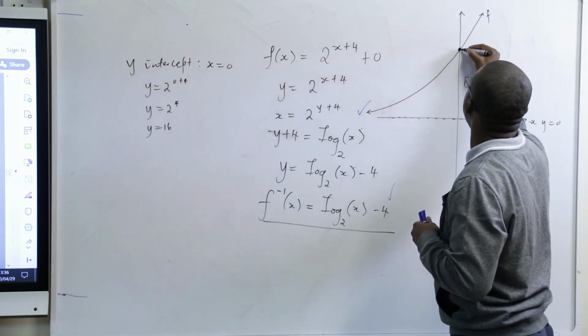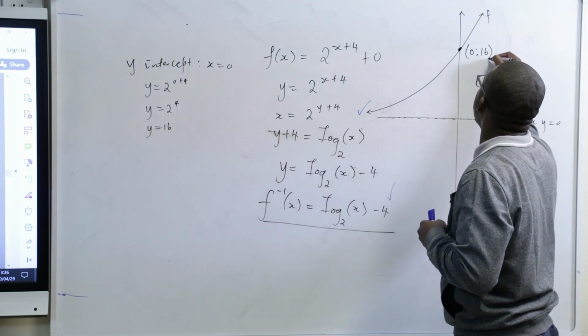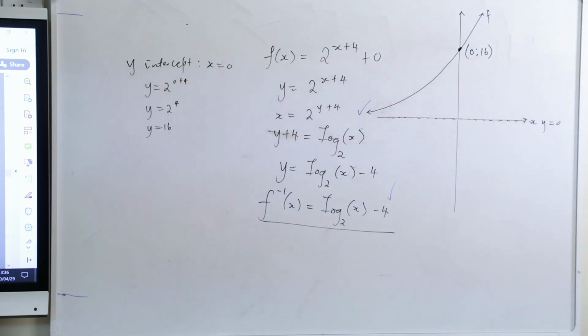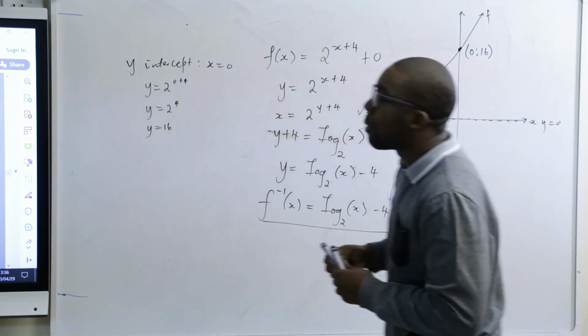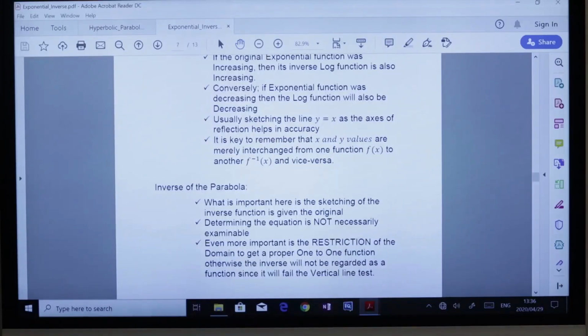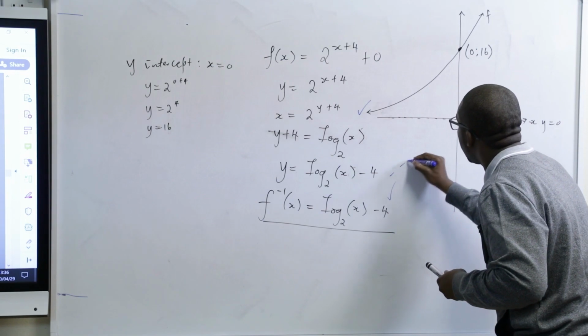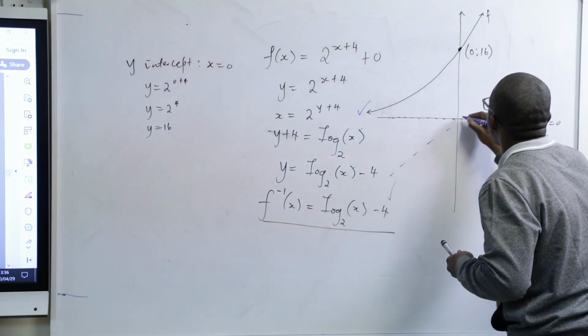And it had a point. Mark that point out. That point was 0 for x and 16 for y. If you wanted to sketch its inverse, it would help. The point I'm making here is it would help if you mark out the line y is equals to x.